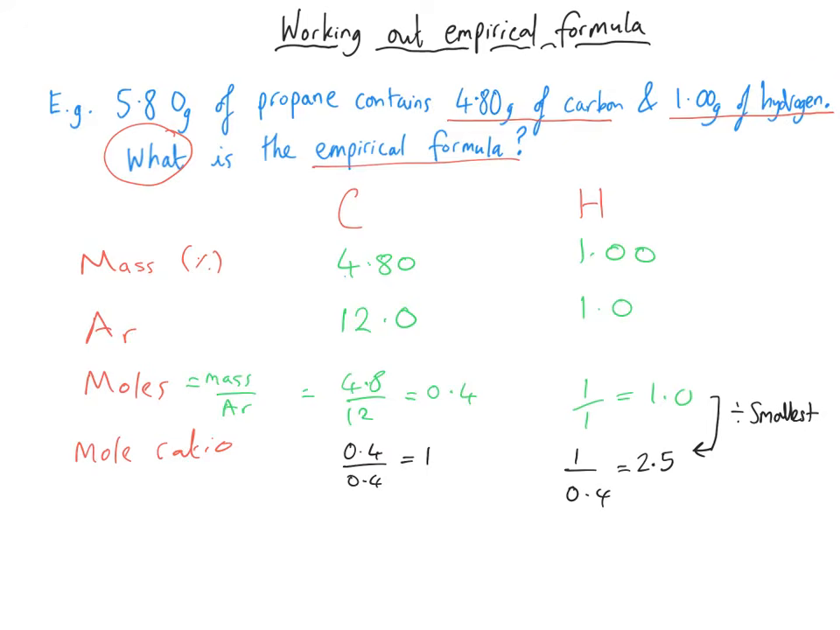So now we don't have a whole number here, so we need to scale that up because we can't do any rounding here. We're not allowed to round that at all. So we need to scale up. Now we know that 2.5 doubled is 5, and we have to of course double this one as well, so we get 2. And so we've got a ratio of 2 to 5 for carbon to hydrogen, and that can't be reduced any further. And so the empirical formula is therefore C2H5.